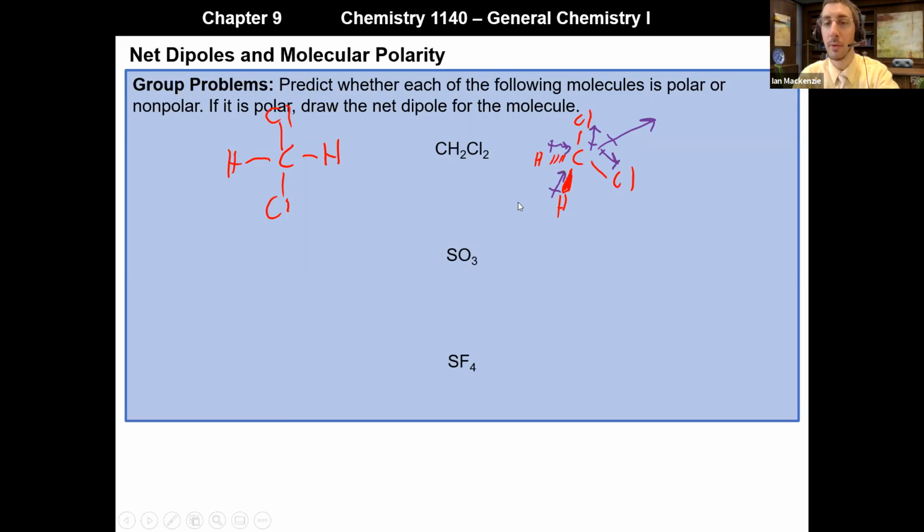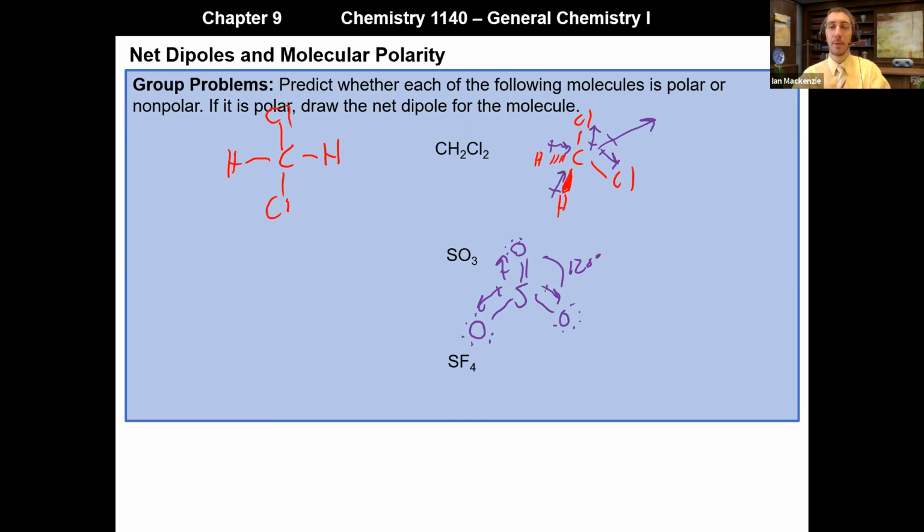Let's take a look at SO3. So if I remember SO3, I can draw that, and I'll just draw one of the resonance structures. It has multiple. And I will draw it in its trigonal planar geometry. So this has 3 electron domains around the central sulfur. It's 120 degrees between all atoms, and it's symmetrical the whole way around. So the dipole moments for the individual bonds point towards the oxygens.